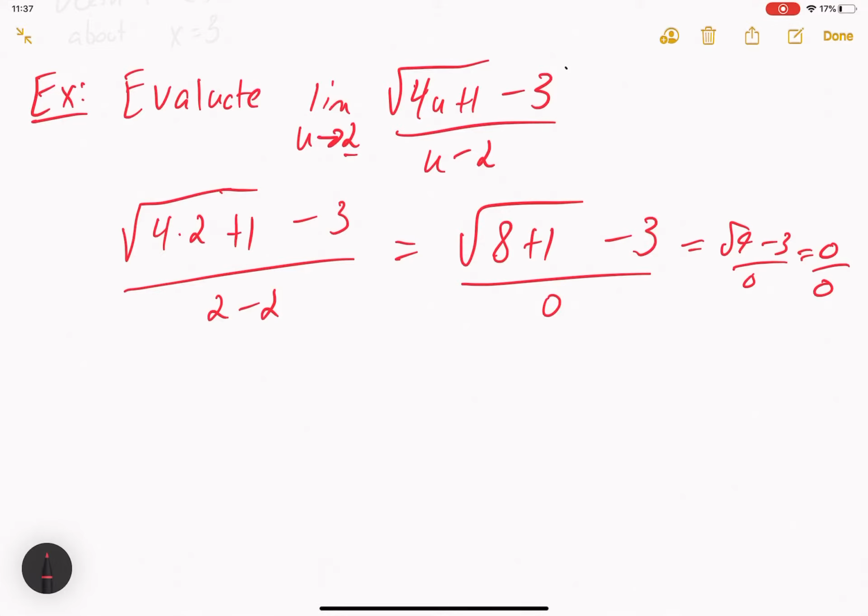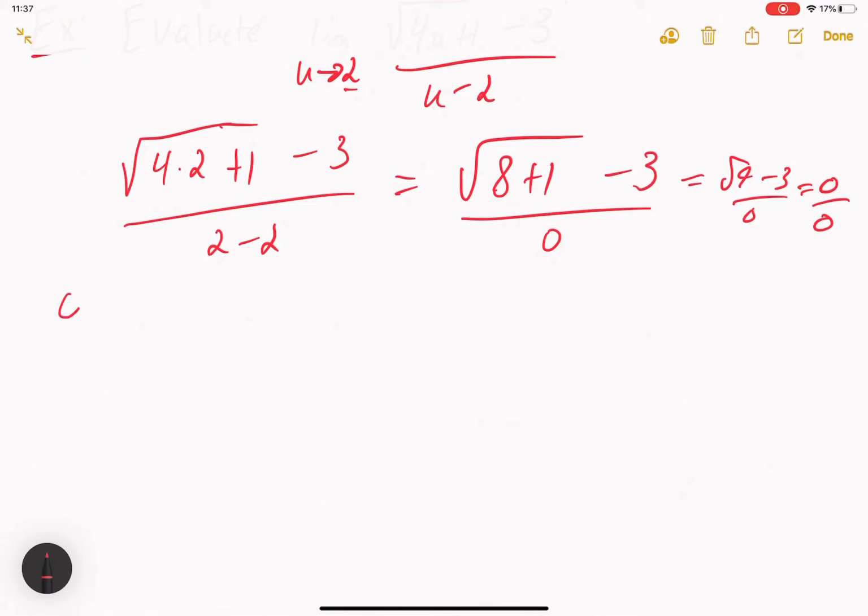But again, we just get 0 over 0, another indeterminate form. So 0 over 0, what this means is do more work. That's how I always imagine it. That's how I write it down. I get 0 over 0, I say flip, and I'm like, crap, now I gotta do more work.